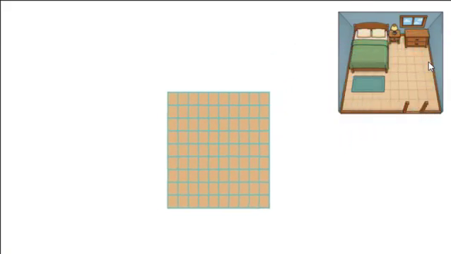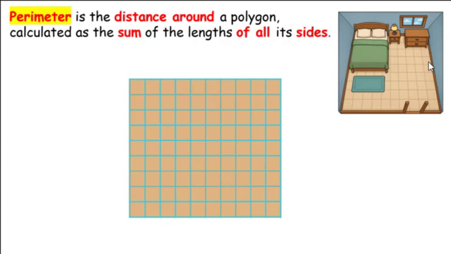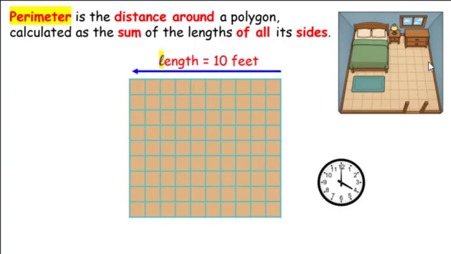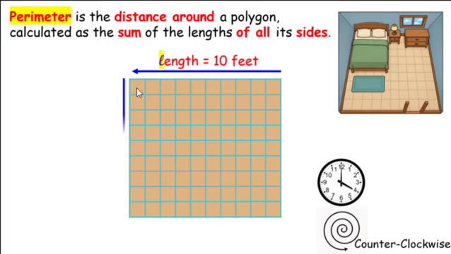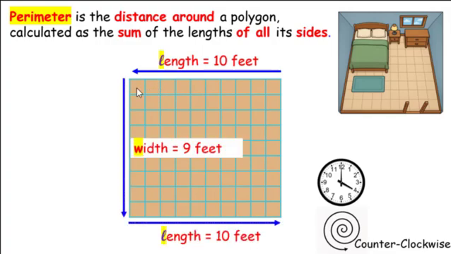Perimeter is the distance around a polygon calculated as the sum of the lengths of all its sides. In this particular case, we're going to go counterclockwise. Typically, when we are naming things, we normally go clockwise, going this motion. But now we're going to go counterclockwise. So I'm going to state that the length of this is 10 by counting 1, 2, 3, 4, 5, 6, 7, 8, 9, 10. Then I'm going to go down 9 and go back around 10 and back up 9.